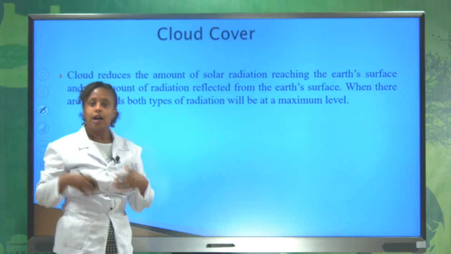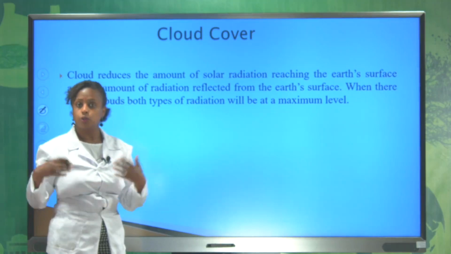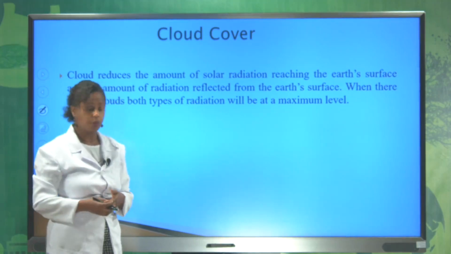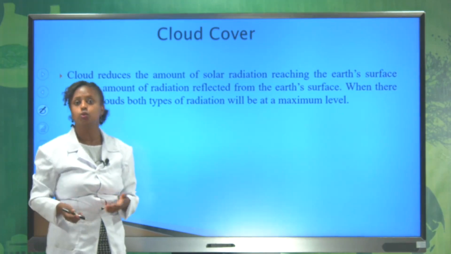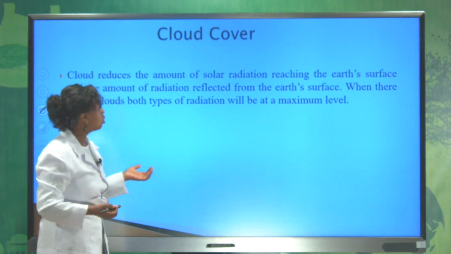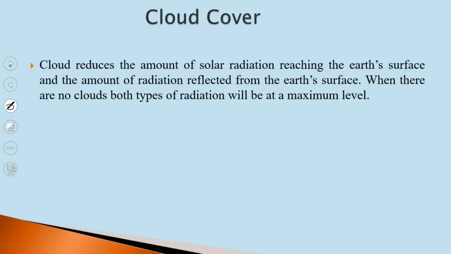Cloud cover also has an effect on the amount of temperature. This is because it reduces the amount of solar radiation reaching the surface of the Earth. It also affects the radiation reflected from the land.